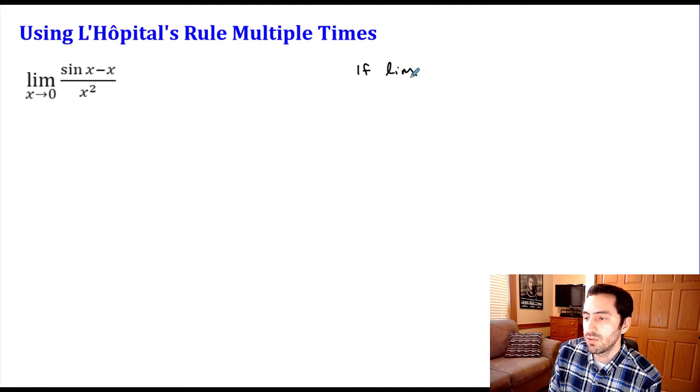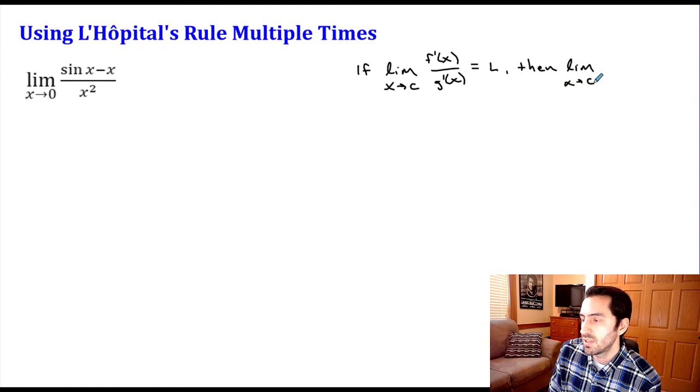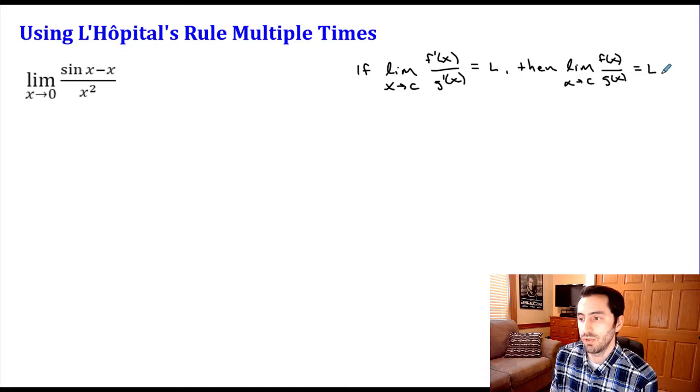So what we do is we find the limit as x approaches some number c. We use the derivatives of the numerator and the denominator. And if we can find the limit of that, so that's equal to some number L, then that's the same as our original limit. So then the limit as x approaches c of our original expression is also going to be equal to L. So that's what L'Hopital's rule says.